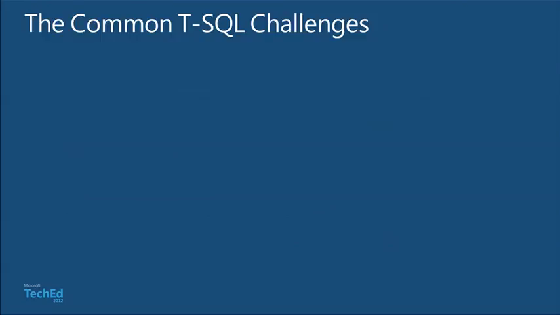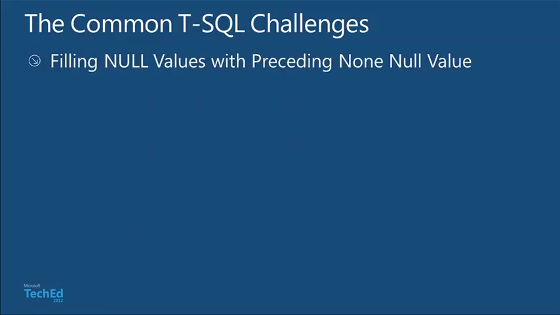Okay, now the most exciting part of this presentation is the common T-SQL challenges. The first one is filling null values with the preceding non-null value. What is that? It means we normally have something in the table with a value followed by a bunch of null values, and another value followed by another bunch of null values. You need to fill up these null values based on the previous value. Has anybody had such a problem? Good, there's somebody.